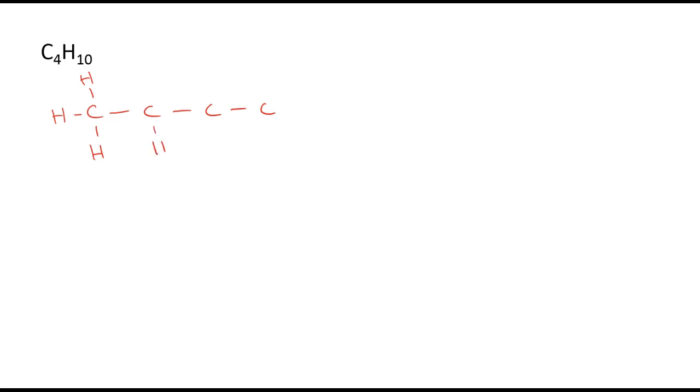and then 2, and then 2, and then 3 hydrogens, or 10 total hydrogens. So in this C4H10 Lewis structure, we can see that we really have butane.